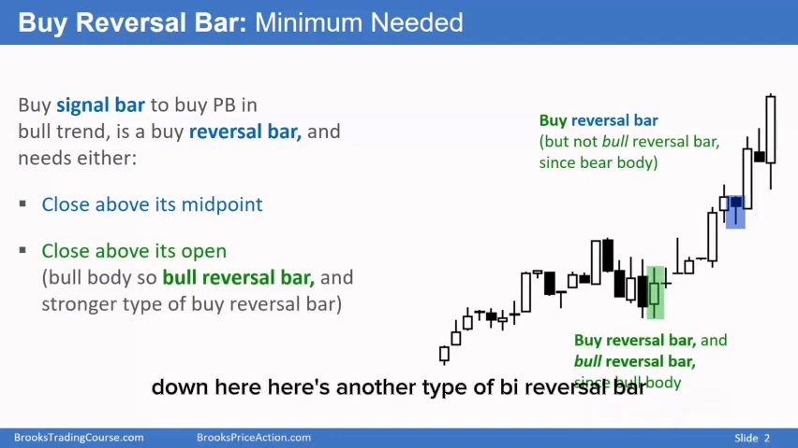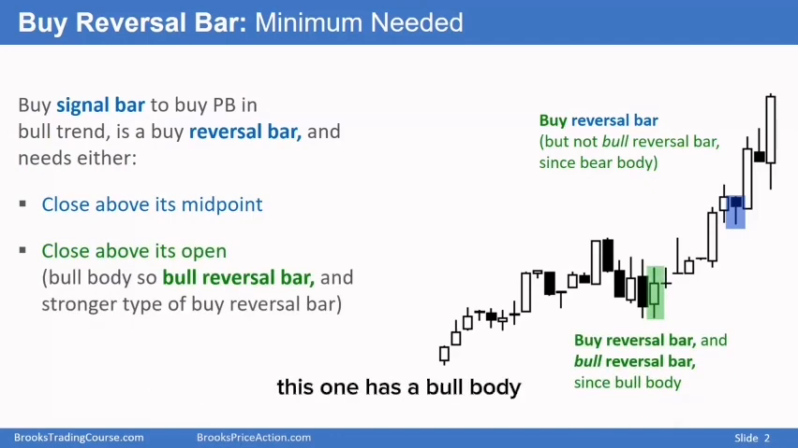Down here, here's another type of buy reversal bar. This one has a bull body, and therefore it's also a bull reversal bar. It closes above the open, and in this particular case, it also closed above its midpoint, which makes it a higher probability bet that the market will continue up. The market was going up, pulled back for a couple legs, 1, pulled back 2, and now we have a small double bottom, 1, 2, and the bull trend is trying to resume after about a 50% pullback.